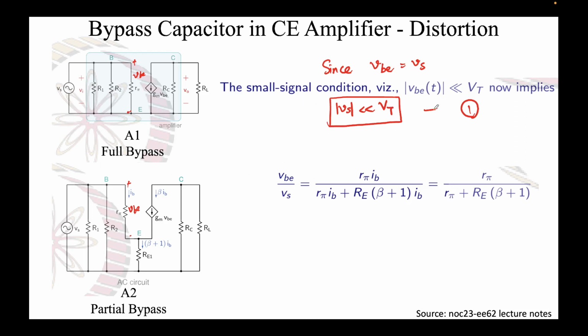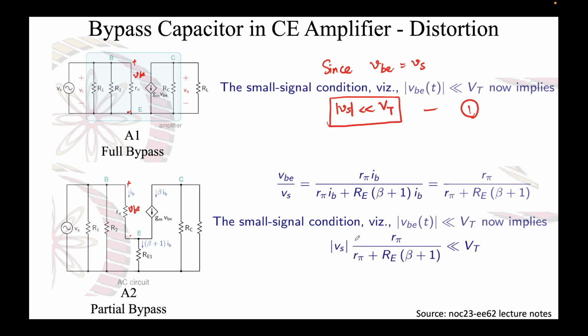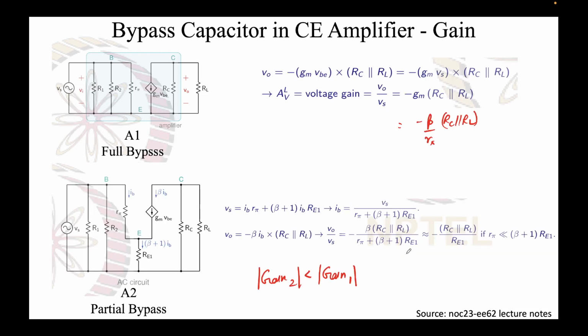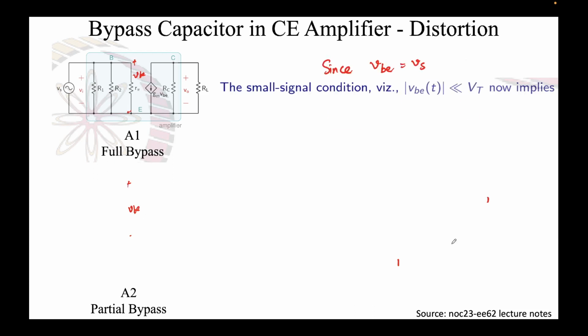And again, the small signal condition will remain the same: the magnitude of VBE, which is varying with respect to time, should be much smaller than VT. Then only you can avoid distortion. So let's put the expression for VBE over here. If you do that, you will get mod Vs times R pi over R pi plus RE1 times beta plus 1. This expression will remain the same, right? It's actually RE1. Same goes for the last slide also. Yeah, there it's RE1 itself.